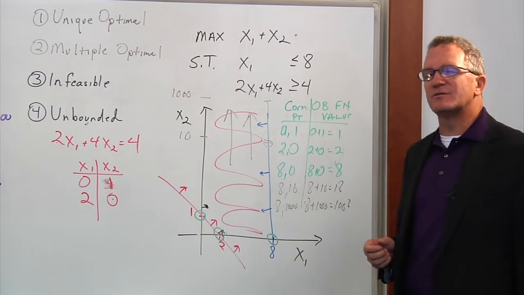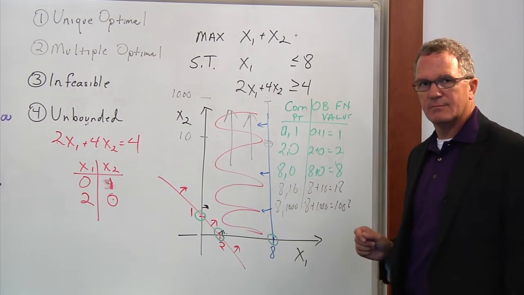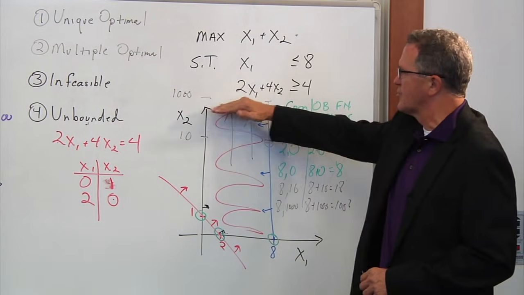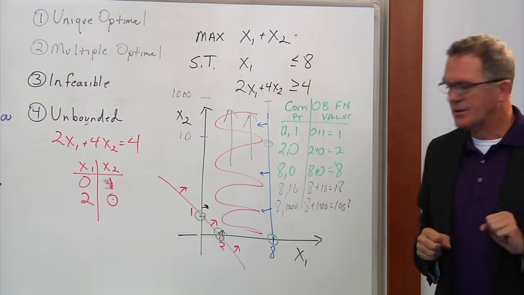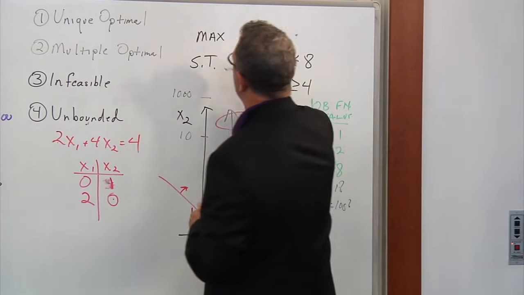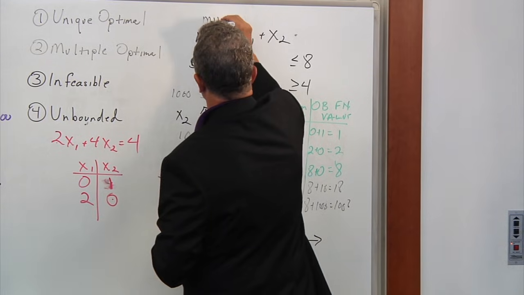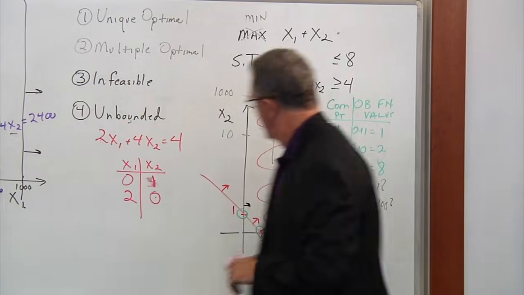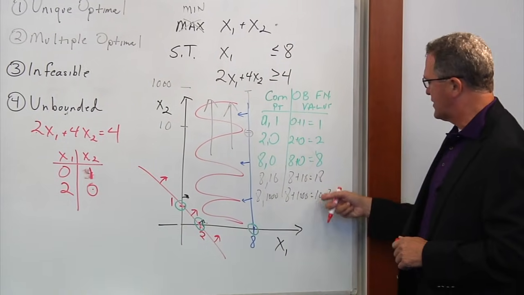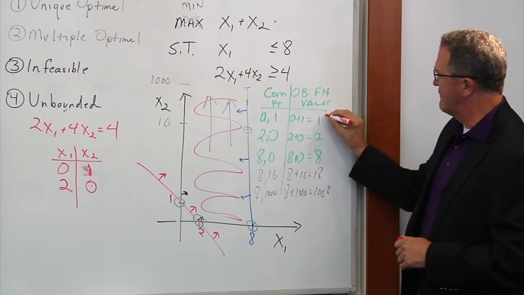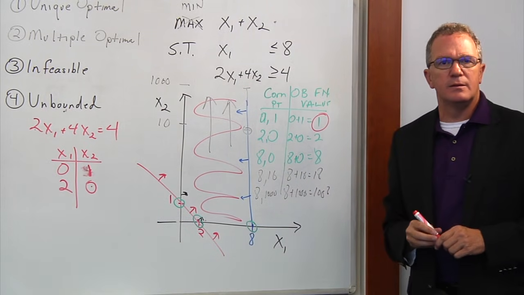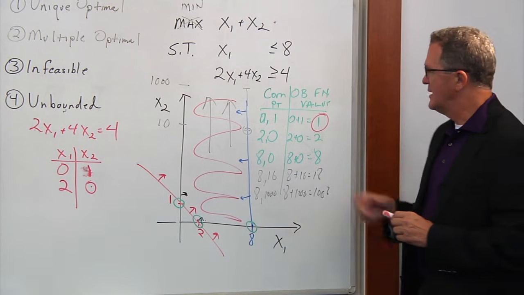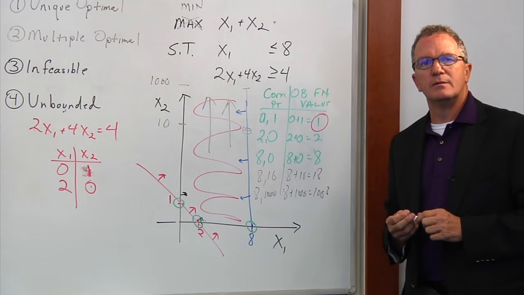Unbounded solutions can be tricky. You can't just look at it and say there's no lid on it, therefore it's unbounded. What if instead of maximizing, I want to minimize this quantity? Well, if I want to minimize that quantity, as it goes up, it keeps getting bigger. The minimum one I have here would be 0, 1. Therefore, it would have a feasible solution. It would be at 0, 1.